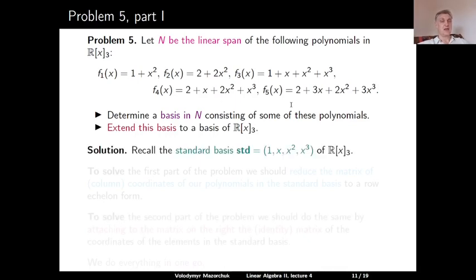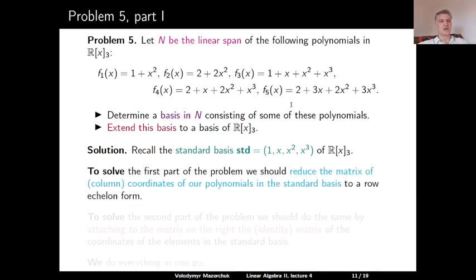Solution. We have the standard basis in R[x]≤3 consisting of the polynomials 1, x, x squared, and x cubed. So to solve the first part of the problem, we should write the matrix, which consists of the coefficients of our generating polynomials written as columns in this matrix, and the coefficients should be taken with respect to the standard basis. So we should start from this matrix and reduce it to a row echelon form using Gauss elimination. And the leading coefficients in non-zero rows then will correspond to bases in N.